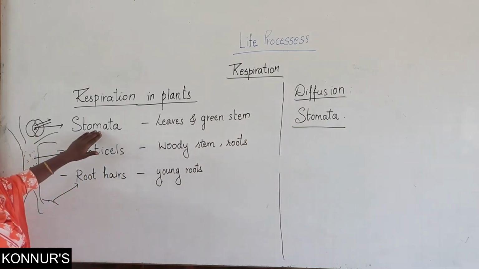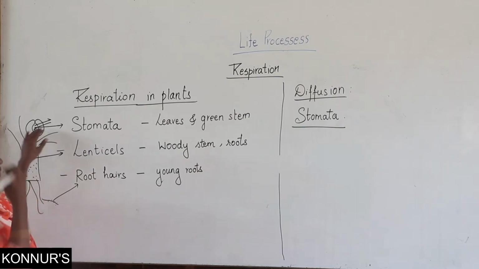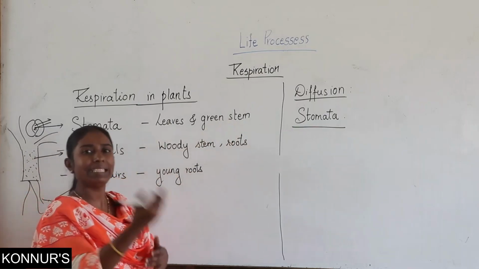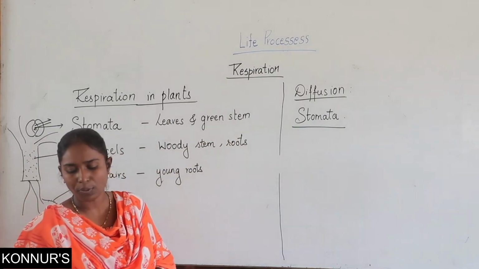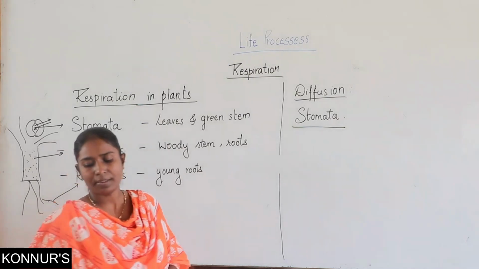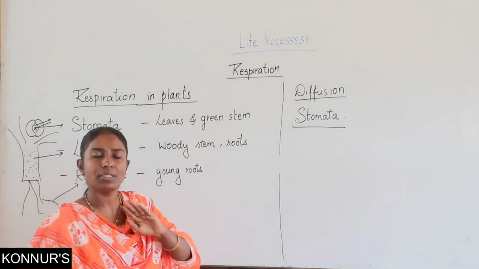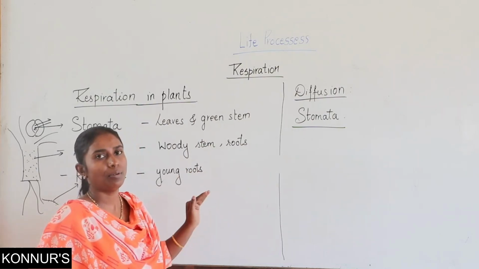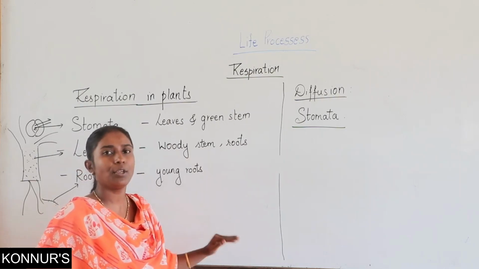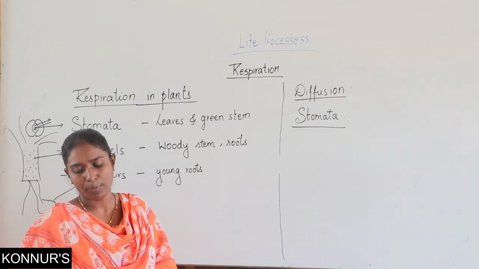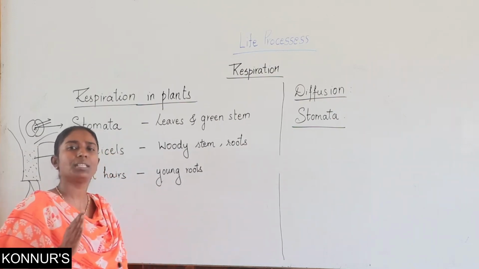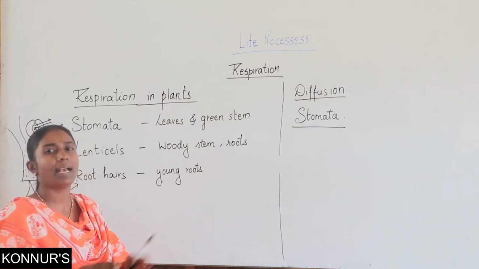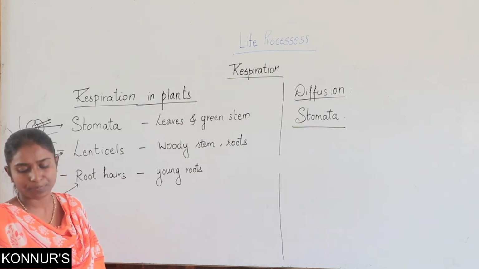So as I said, stomata are pores present in the leaves and in the green stem. Here also they take in oxygen and give out carbon dioxide. During the night time the process of photosynthesis is not carried out, only the process of respiration is carried out. So they take in oxygen and give out carbon dioxide. And both processes take place simultaneously during the daytime, that is, photosynthesis as well as respiration.